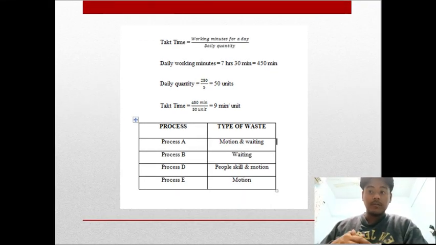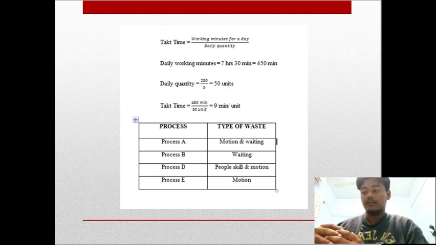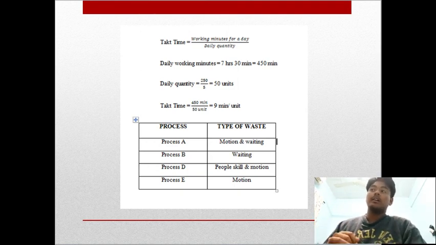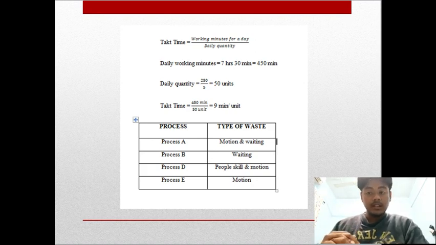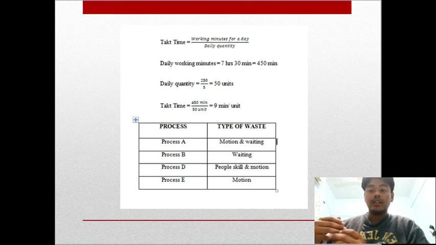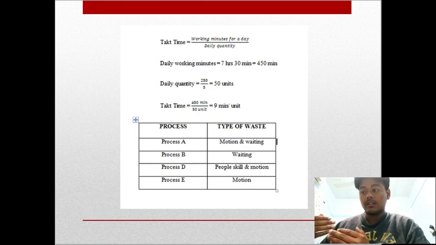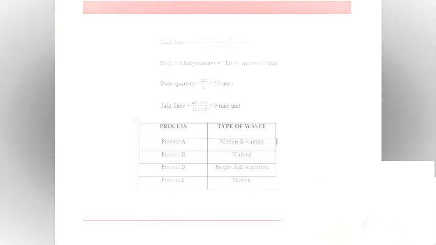And now for the types of waste in the t-shirt making process. For process A, the types of waste involved are motion and waiting. For process B is waiting waste, and there is no waste for process C as well as process F. The next is process D, which includes the types of waste: people, skill, and motion. And last but not least, process E, which includes motion waste.